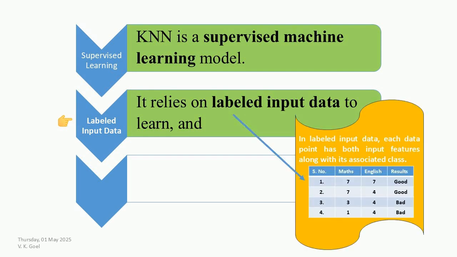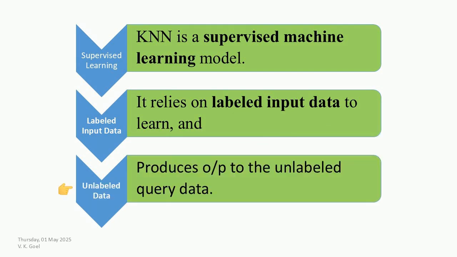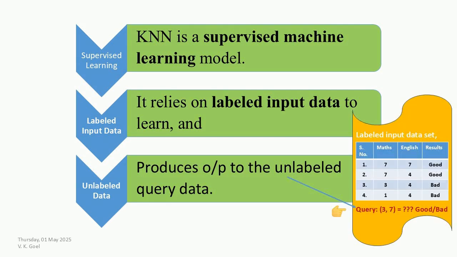The labeled data set is one that has input features, along with their associated class. For example, for a number of students, subject marks as input features and their respective results as labels are presented here. Then, after completion of training of the model, the output is predicted by taking the user's query. As can be seen here, 3 and 7 is the query, and that is not labeled in the input labeled data set. This type of query can be solved using the KNN classifier.